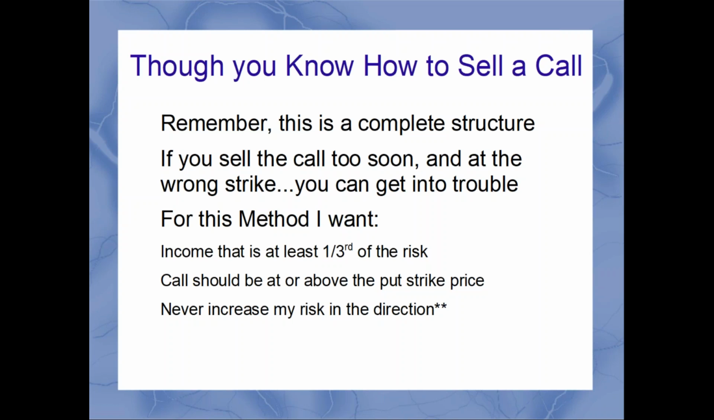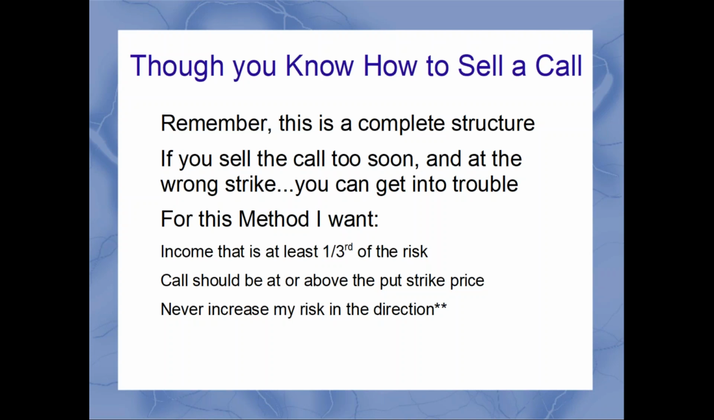But remember, this is a complete structure. It's 3 working legs now. If you sell the call too soon and at the wrong strike price, you can get into trouble. For income method number 1, part of the SIGA model is that when using it, I want to generate at least 1/3 of the risk I have in the position.